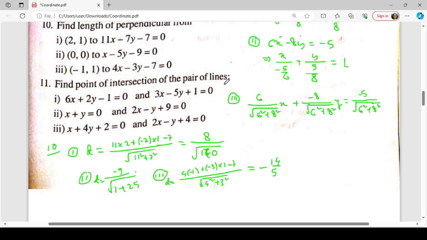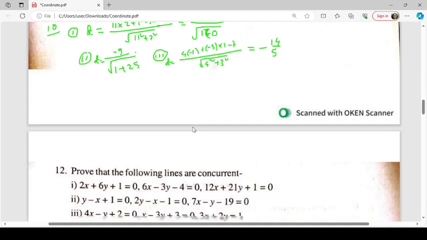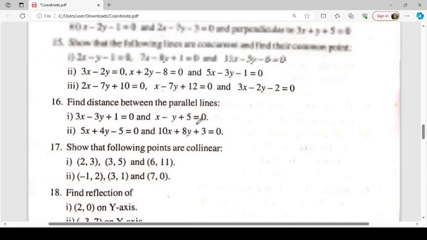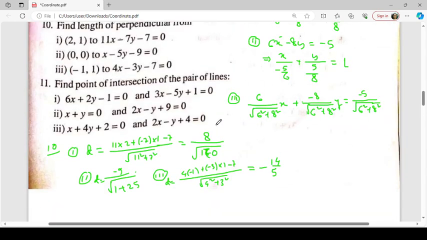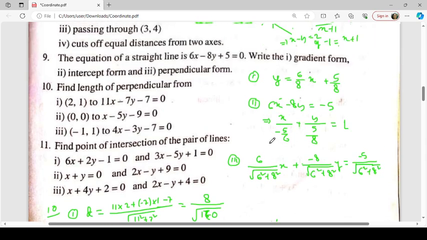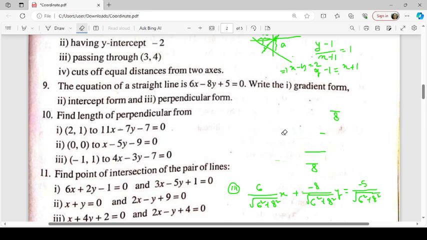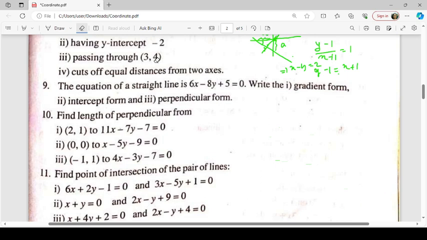Then find the point of intersection of a pair of lines. For the point of intersection of a pair of lines, we need to solve them simultaneously. We have solved simultaneous linear equations. It means there is only one point x, y which satisfies both equations. That is the point of intersection of the two lines.